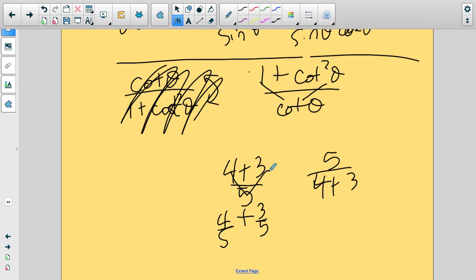Does this have a common denominator? I cannot make that 5 over 4 plus 5 over 3. You cannot do that, okay?